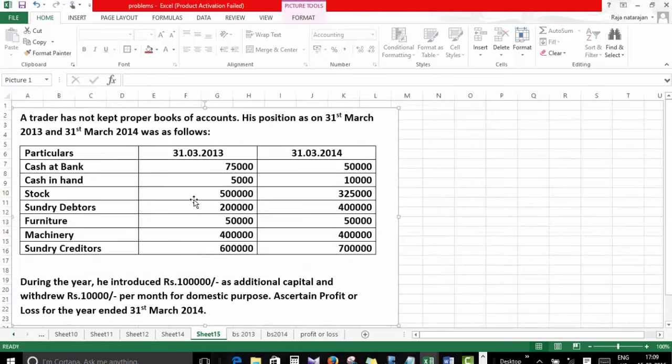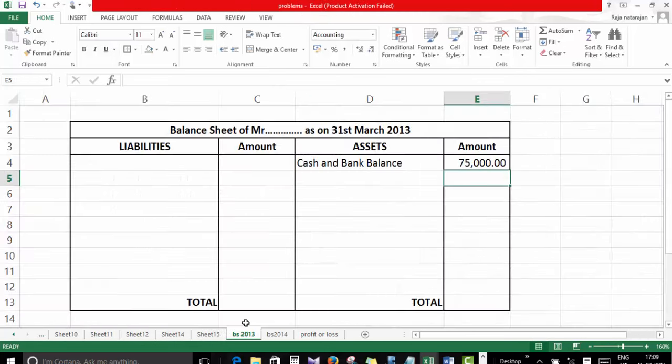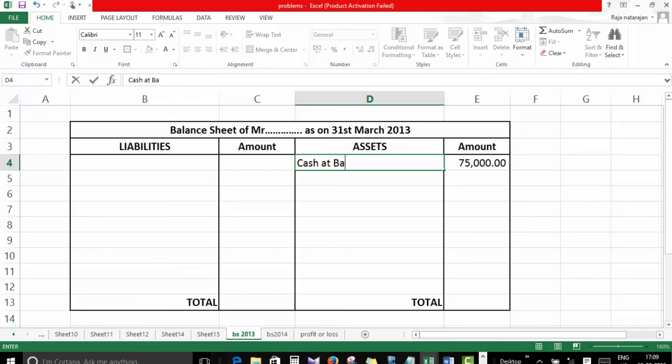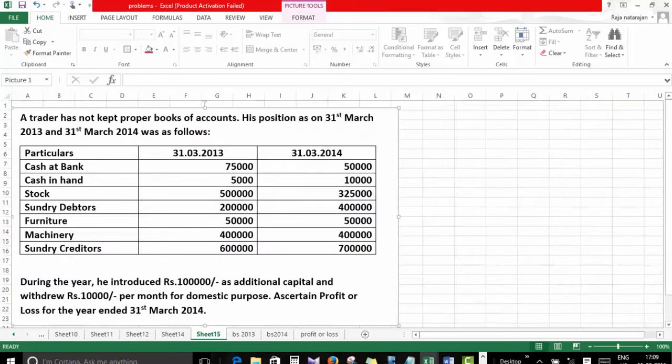Probably I should correct this. This is only cash at bank. Cash at bank is 75,000. Then cash in hand, how much is that? It is 5,000.